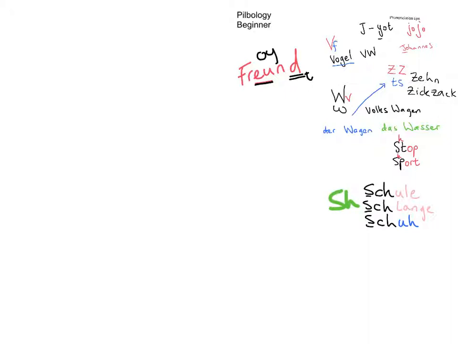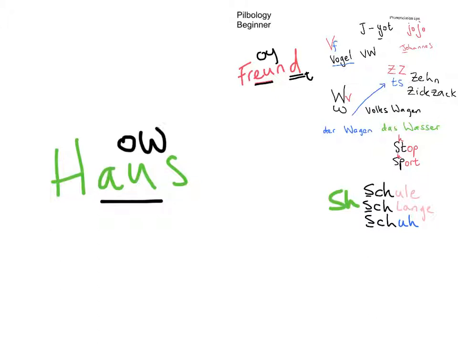Right, and the final one that I'm going to touch on is here, house. Das Haus. The AU sound is an ow sound, not an oi sound as you saw over here in Freund, but ow, as in ow, you've just stood on my toe. House. Das Haus. Right, that's just a quick overview of a few of them.